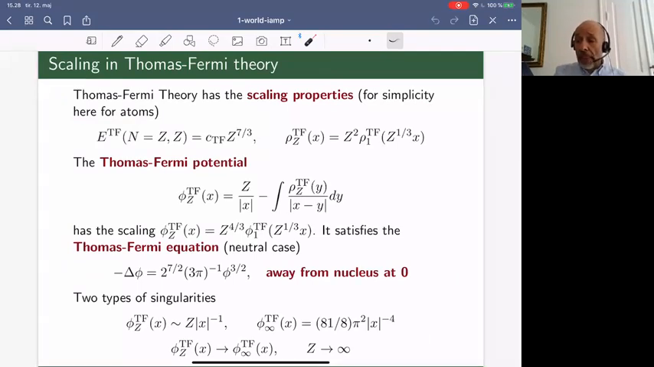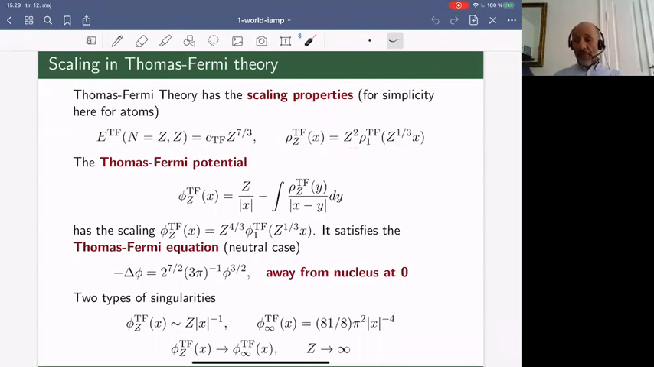So if I look at the neutral atom, and I ask how does the ground state energy in Thomas-Fermi theory depend on z? Well, then it goes like a constant times z to the power 7/3. And I'll come to that later on. The density for an atom of charge z is given by a fixed function. I called it ρ1 because that's the function corresponding to hydrogen, z equal to 1, and simply rescaled in this way. So there's a z squared and there's a z^(1/3) x.